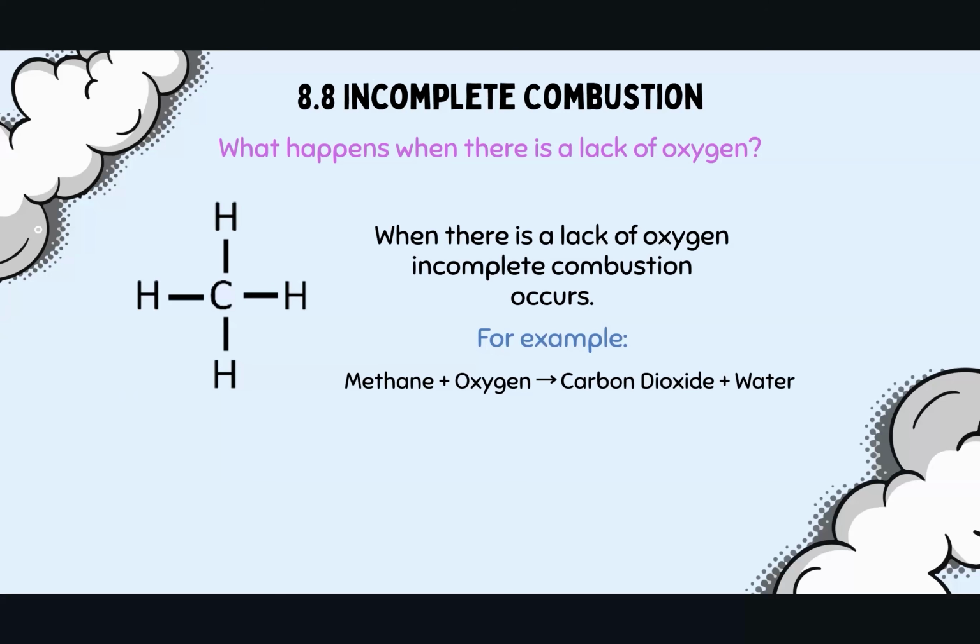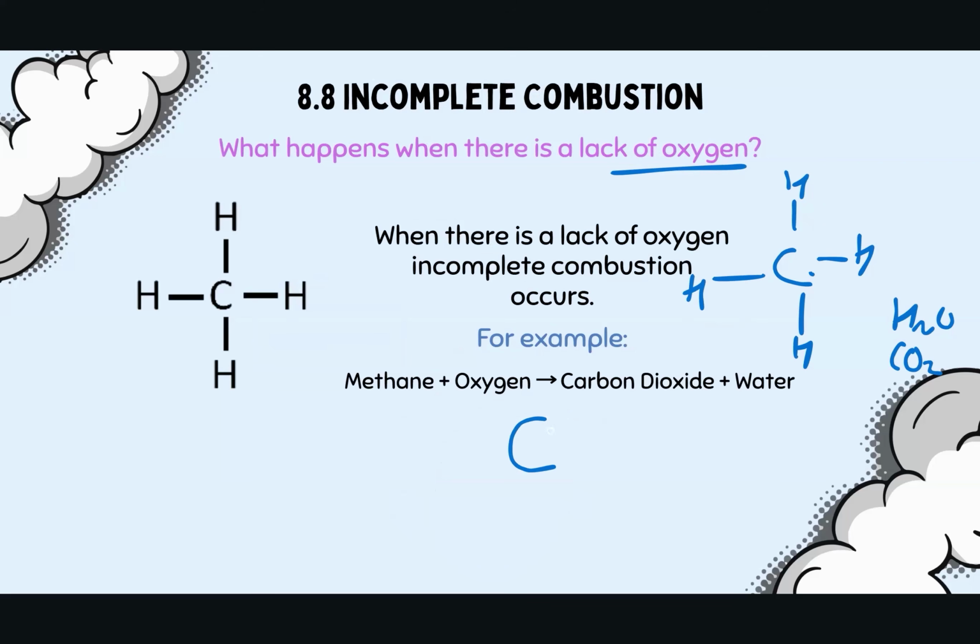So now what we're looking at is incomplete combustion. So what happens when there's a lack of oxygen? Now, when there's lots of oxygen, then if you've got CH4, the hydrogens are going to react with the oxygen to make H2O. The carbon's going to react with oxygen to make CO2. But when there's not enough oxygen, what happens instead is that carbon might only have, instead of 2 oxygens, it might only react with 1.